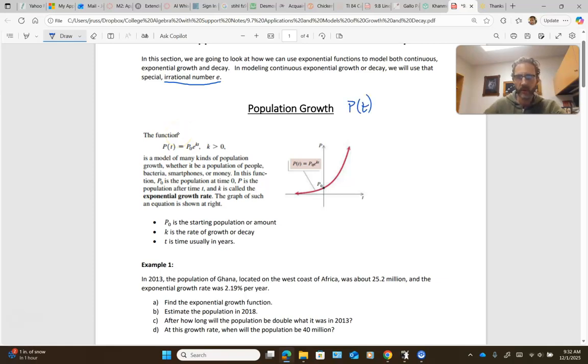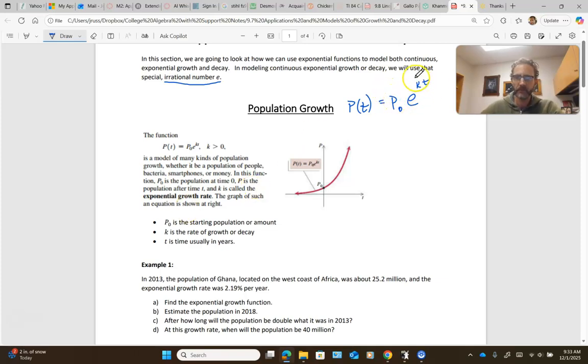We use P typically because lots of times we'll be modeling populations, the growth or decline of a population. Your independent variable is going to be t. These are going to be functions of time, and time is typically going to be measured in years. And then this is the generic form of our exponential equations. We'll talk about our exponential function, and we'll talk about these parameters.